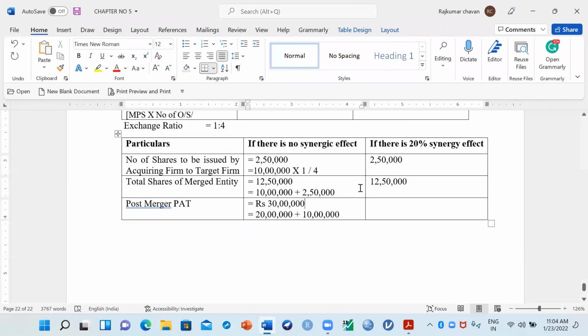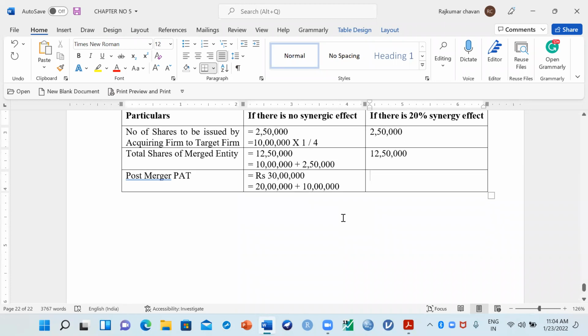30 lakhs. Now, what they are saying is that because of this, if a synergy arises in the company, there will be a 20% increase in the earnings. So now can you tell me what the earnings of the company will be if the effect happens? Then how much will be the total PAT of this company? It will be how much? Okay, perfect. So you have a total amount of 30 lakhs. If a synergy arises, there is a gain. That is what they are telling.